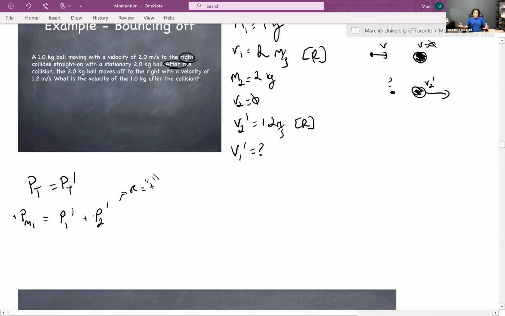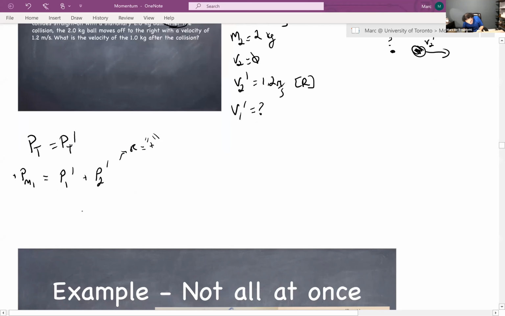If my assumption is wrong, then when I solve for momentum 1 prime, it's going to be negative, which means it's the opposite of what I assumed. So let's just go ahead and calculate it and see what it is. So momentum 1 beforehand is going to be m1 v1, and this is going to equal m1 v1 prime plus momentum 2, which is m2 v2 prime.